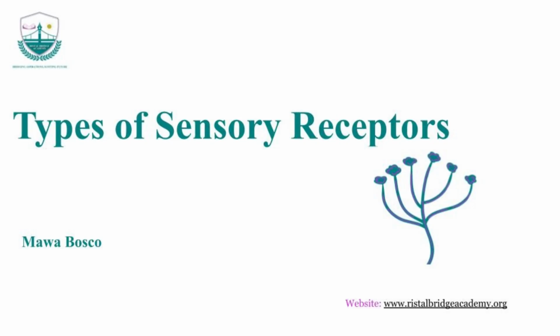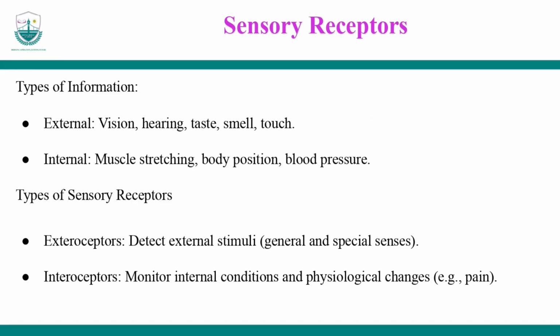So the external environment I've talked about, for example, the temperature. We have the five senses that we have. These five senses mainly pick information from the environment. So basically, these are external stimuli. Yes, these are external stimuli.